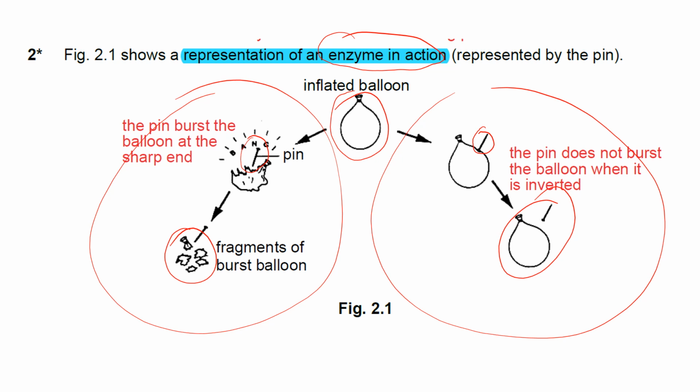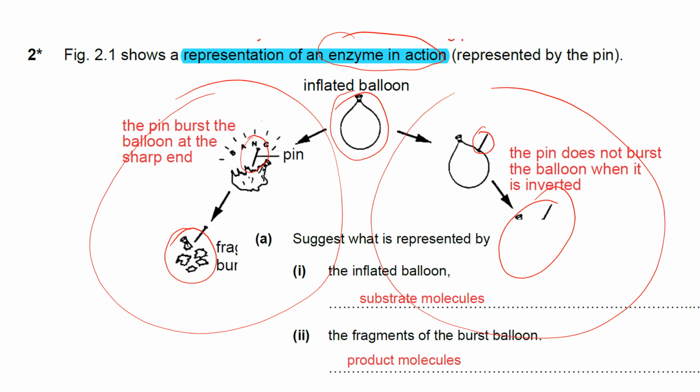So let's move on to the question first. The first one asks you what is represented by the inflated balloon and what is represented by the fragment. Now, if the pin is poking properly, it means that this balloon is converted into this. It shows that there is a reaction, and the reaction is of course enzymes. So the pin that breaks the balloon is the enzyme. Okay, so the pin is the enzyme.